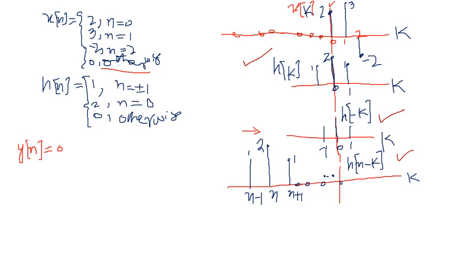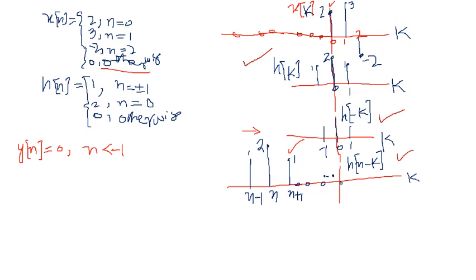So this continues up to where? Up to n plus 1 equals 0. When n plus 1 equals 0, at that point this will be non-zero, and again this is non-zero, so we have some non-zero value for y. So what is that value of n? That value of n plus 1 equals 0 means n equals minus 1. So that means y of n equals 0 for n less than minus 1. For all values where n is less than minus 1, it will be 0.